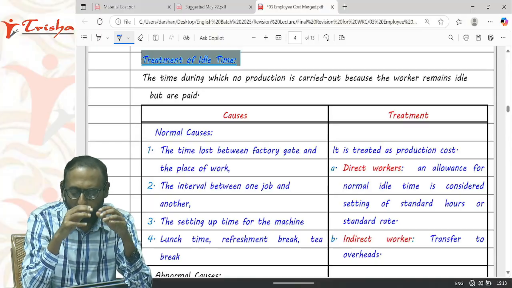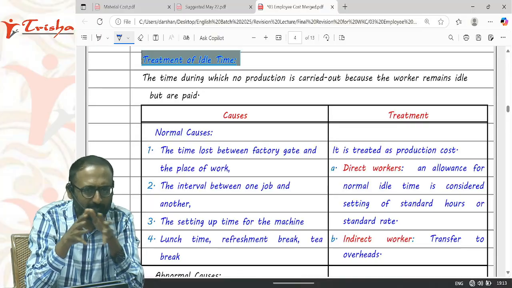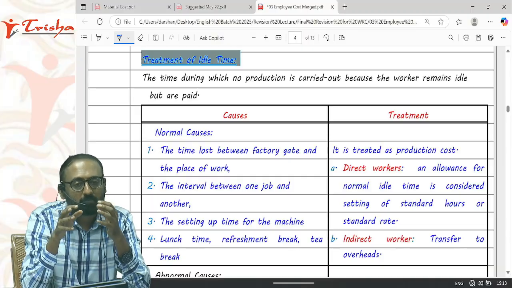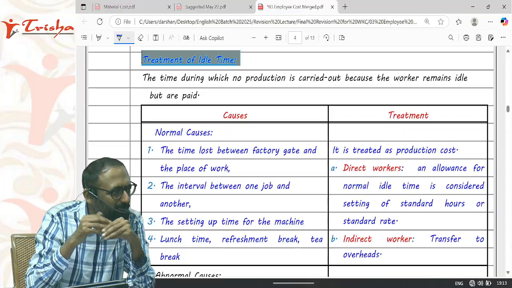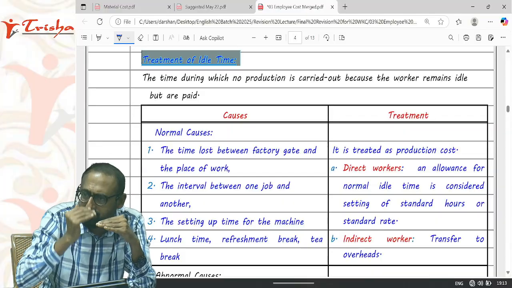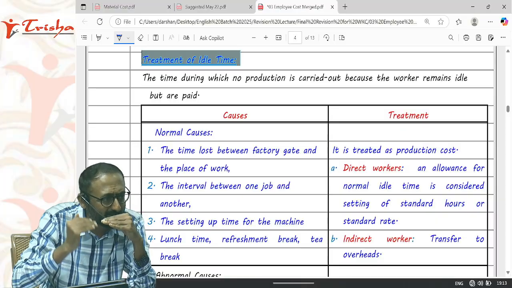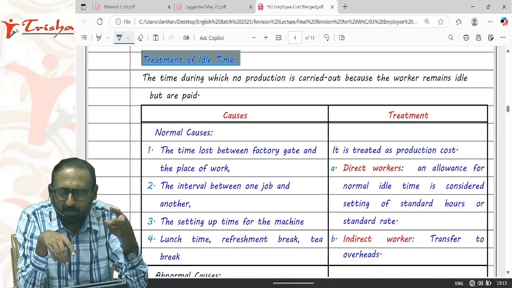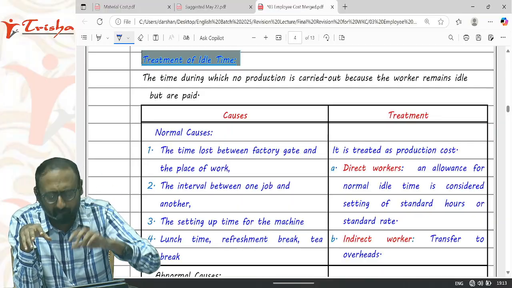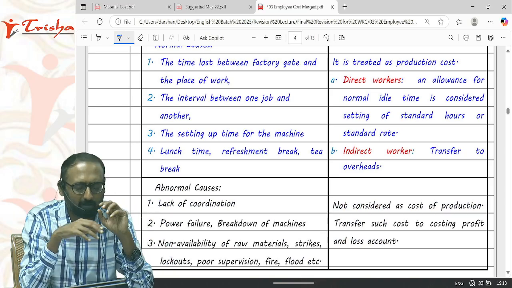Next part: normal idle time will be divided into two parts, direct worker and indirect worker. Normal idle time of the direct worker inflates the wage rate. And for the indirect worker, it is transferred to factory overhead.